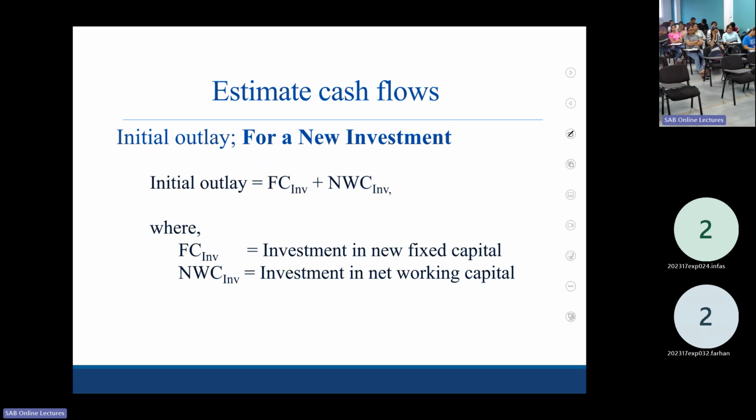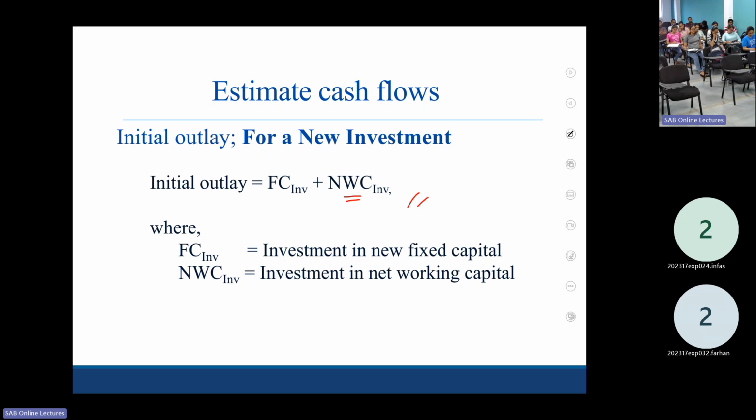So normally, when you estimate the initial year cash flow, the cost of the project, suppose this is a new investment, you are investing in the new project. So this is the basic formula for the identification of the initial year cash flow. Initial outlay or the initial cost is equal to fixed cost investment plus net working capital change. NWC means net working capital investment or the net working capital change.